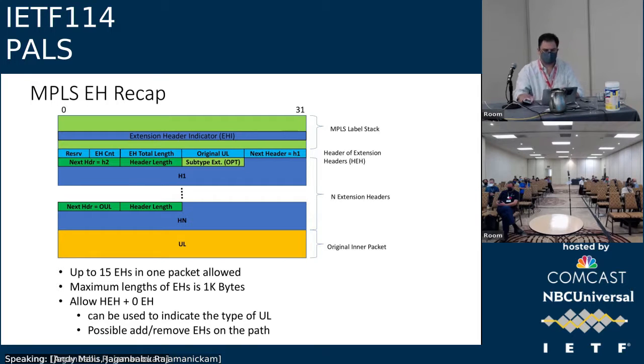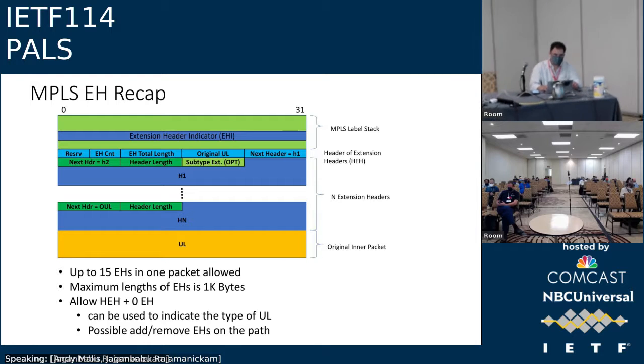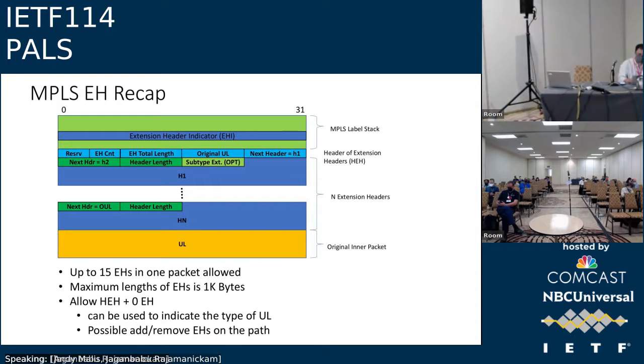Based on the length arrangement, the maximum length of all the extension headers can be up to 1 KB in a single packet. We do allow you to only have this header of extension header, followed by zero extension headers. This can be used to indicate the type of upper layer protocol, and it also supports the potential use of adding and removing extension headers on the path. Next slide, please.